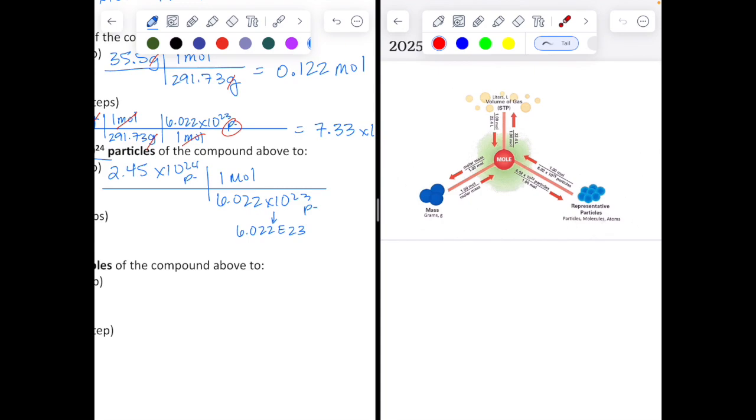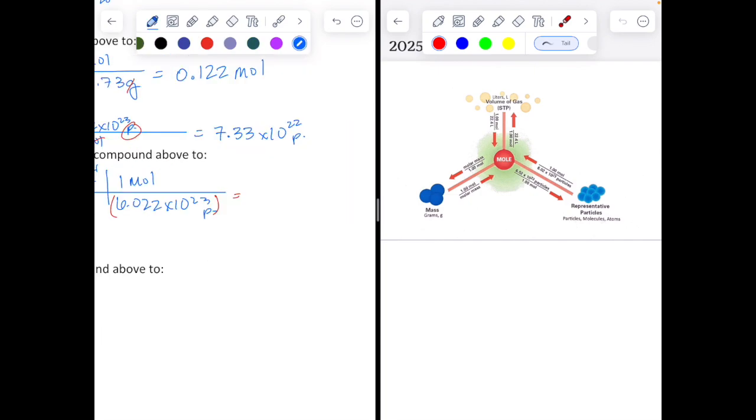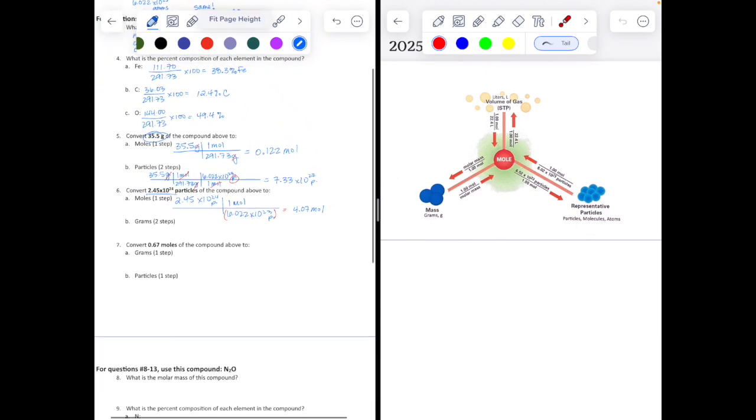If you're not using the E key, that's totally fine. You don't have to use the E key. But you need to make sure that you're using parentheses. So you want to put parentheses around that. Type in divided by 6.022 times 10 to the 23rd with parentheses, to make sure that your calculator knows your order of operations. I'm going to round it to 2 decimals. 4.07 moles.